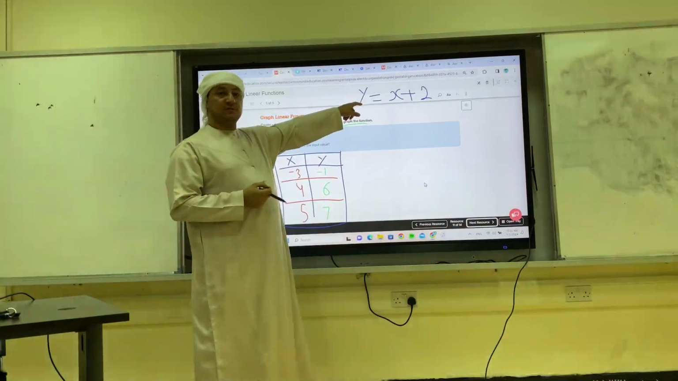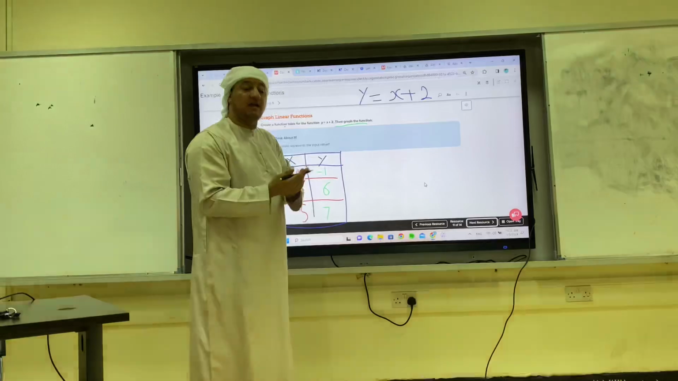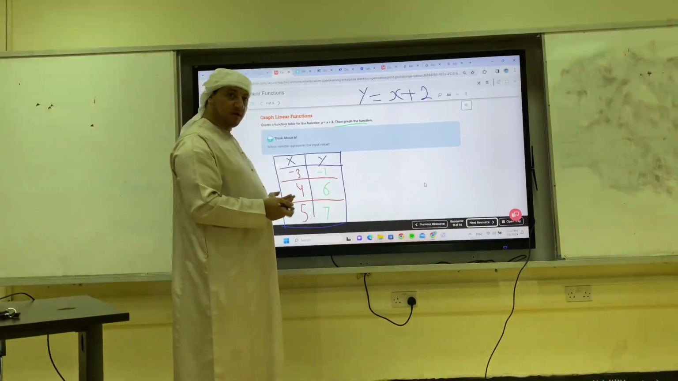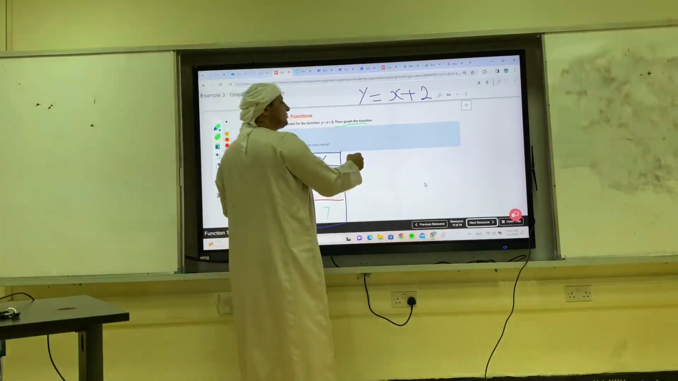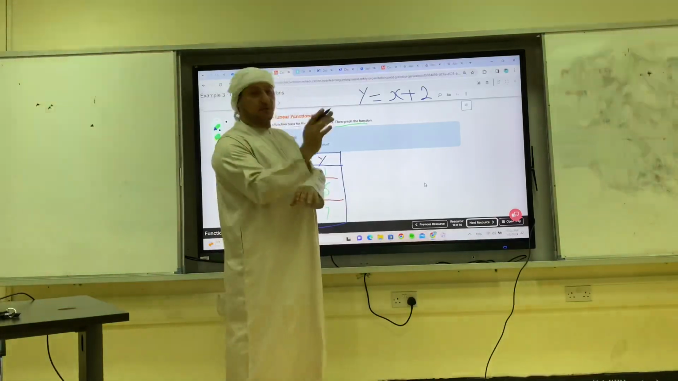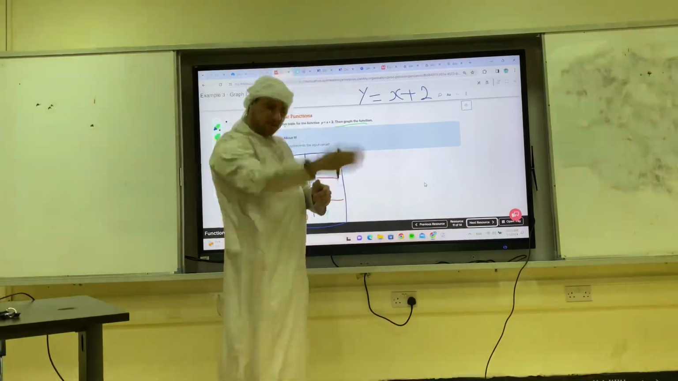This is not related to this equation. What if I have a vertical line? How can I grab it? Correct. If you have a vertical line that passes through 2, then it's x equals 2, a vertical line that cuts 2 on the x-axis.